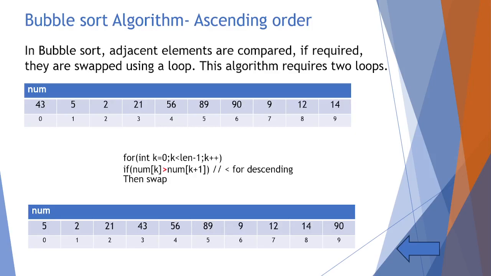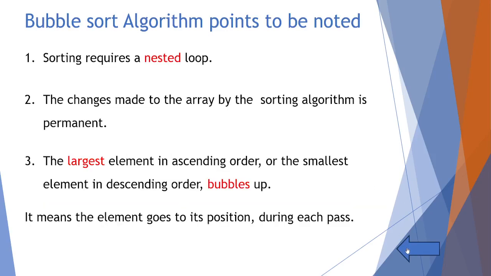We can use less than operator for descending order here in place of greater than. If at all less than, then only swap. We will see this little later on, descending order. But let's understand the points.